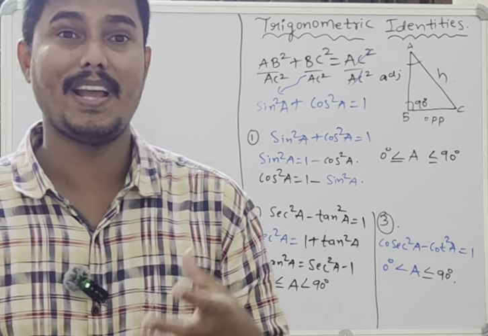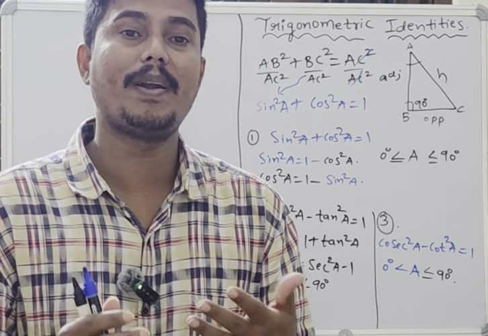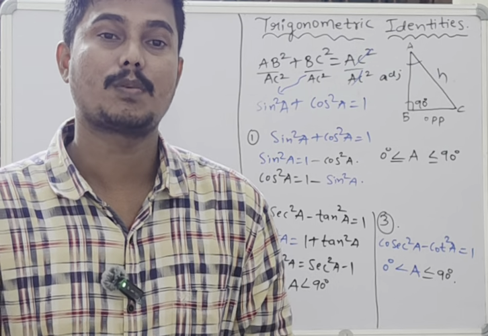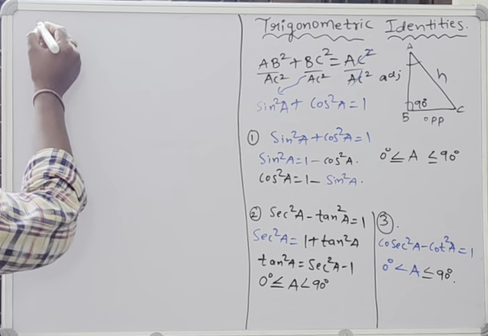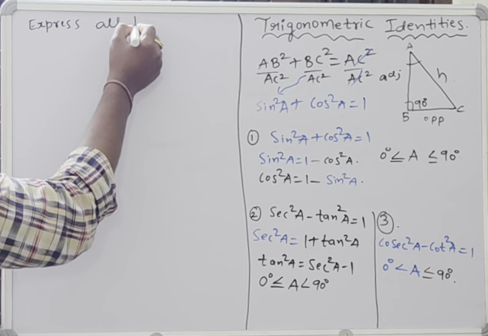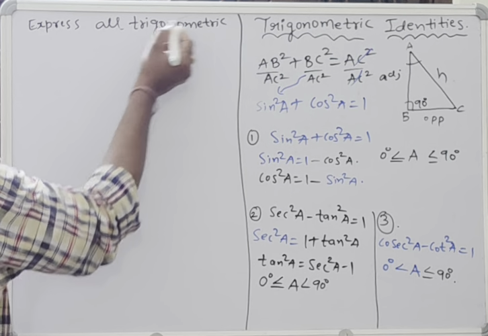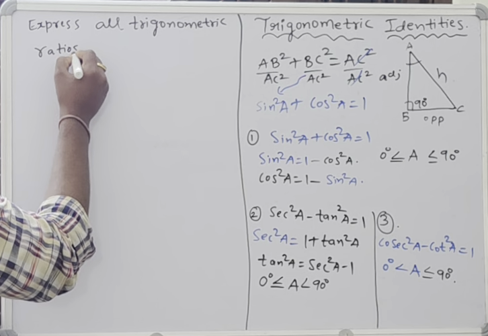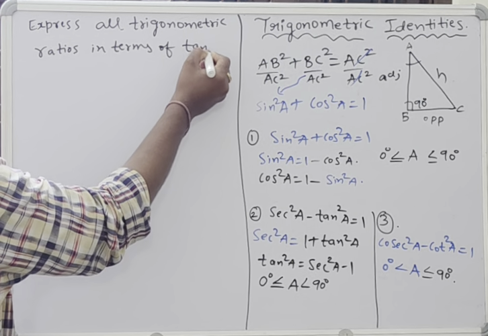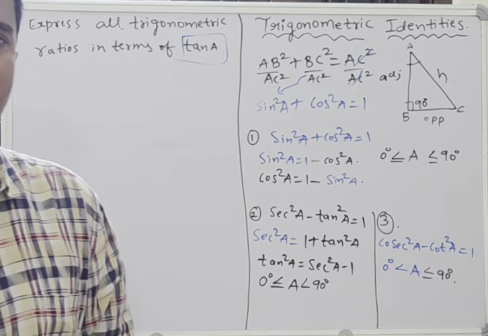Let us start the very important question. Express all trigonometric ratios in terms of tan A. So there are 6 trigonometric ratios. All 6 should be expressed in terms of tan A.